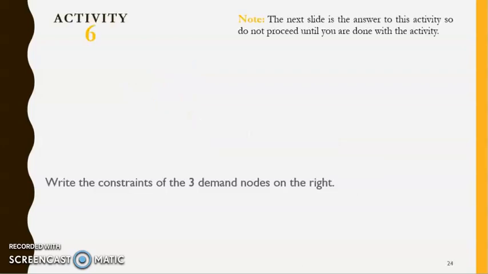Okay, let's continue with the constraint of 3 demand nodes. Remember the demand nodes that we had in the previous examples, and do it exactly the same way. As always, pause the video to write the answer at your pace. Sorry for the typo in my talking.